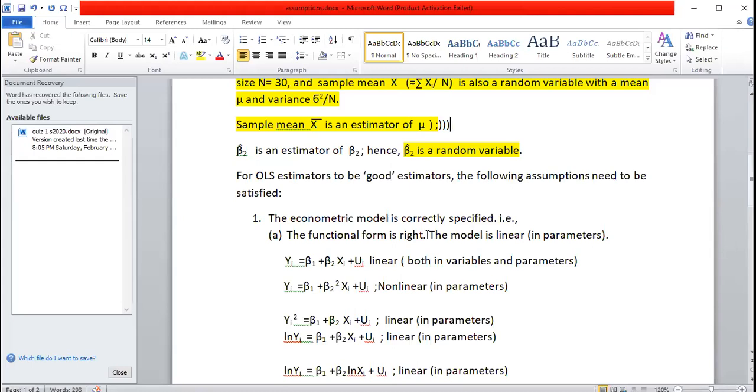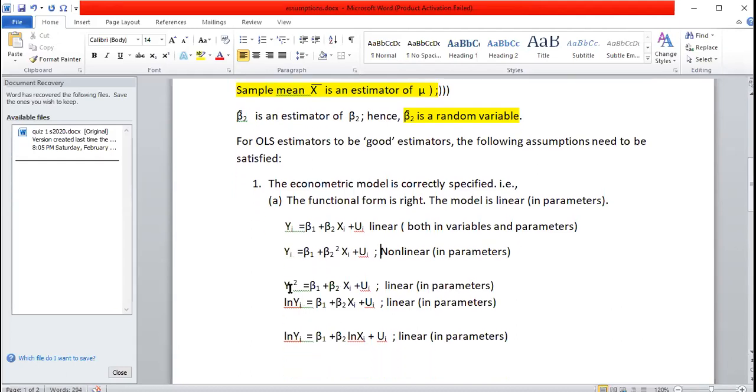Linear in parameters. So here is a model which is linear in parameters as well as in variables. The power of beta 1 is 1, the power of beta 2 is 1. So it's linear in parameters. The power of y and x is also 1. So it's linear in variables. We need linearity in parameters. So here is a model. This is linear in variables, but this is not linear in parameters. You cannot estimate this by OLS. I mean, you can estimate, but you will not get good estimators. You will not get good estimates.